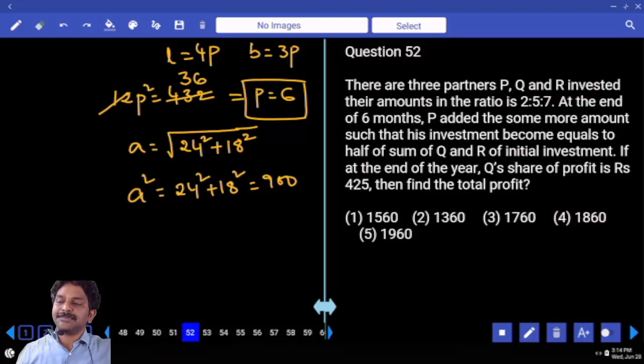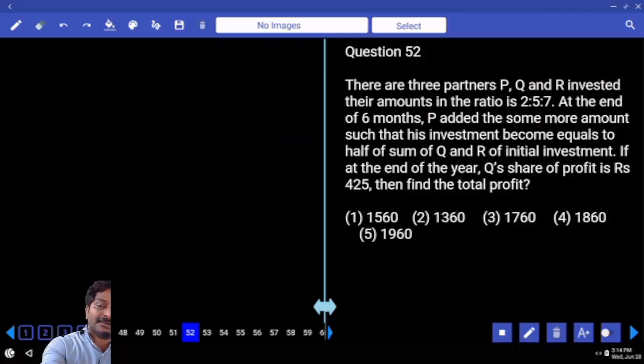There are 3 partners P, Q, R who invested their amounts in the ratio 2:5:7. At the end of 6 months, P added some more amount such that his investment becomes equal to half of the sum of Q and R's initial amount. If at the end of the year Q's share is 425, find the total profit. Right. Okay. They initially invested in the ratio 2:5:7.